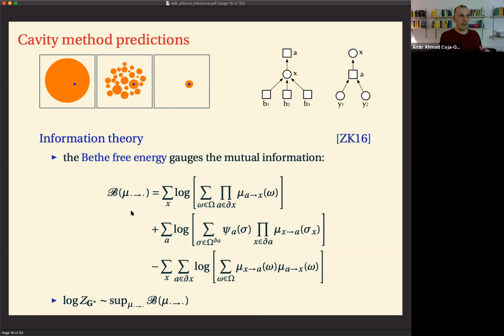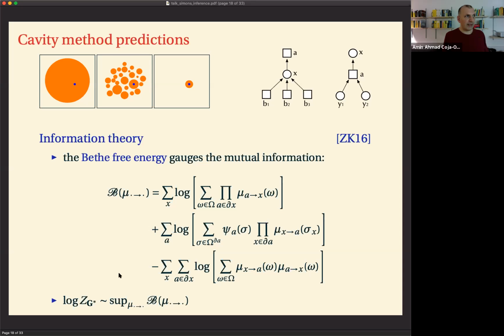In particular, the messages contain the information necessary to compute the mutual information in this model. Namely, there's a formula called the Bethe free energy that tells you how you can calculate your partition function. And what you should do is basically you should find the fixed point of belief propagation that maximizes the Bethe free energy. So this heuristic physics approach called the cavity method basically reduces your problem to the problem of finding the belief propagation fixed point that maximizes this functional.